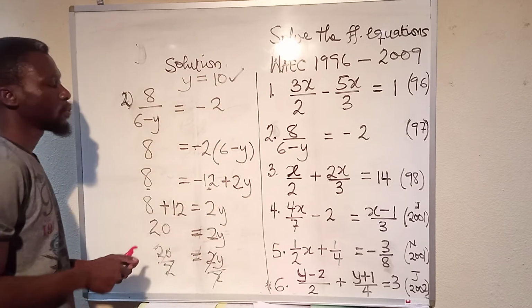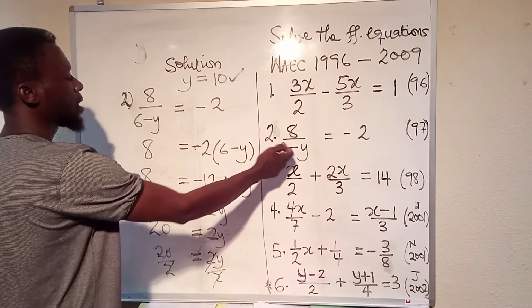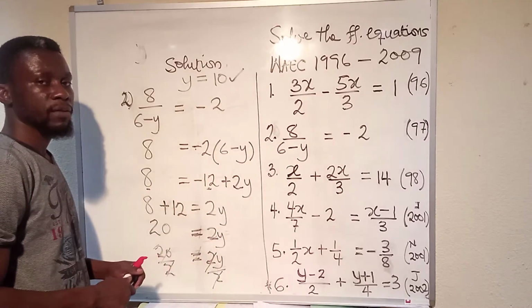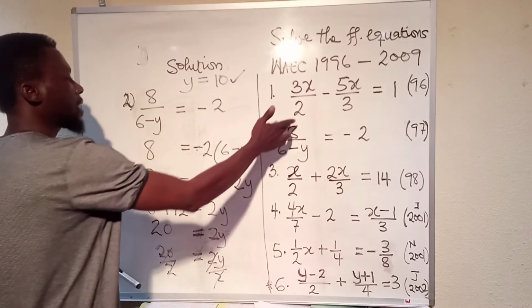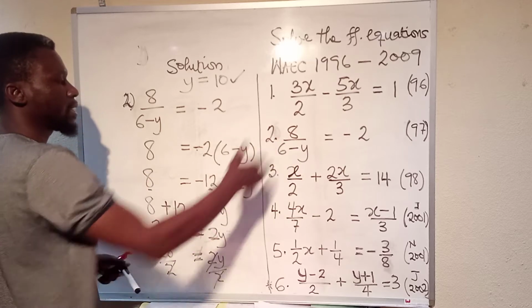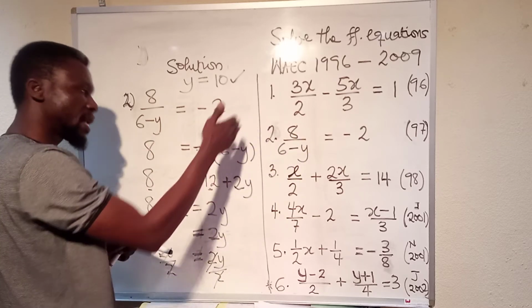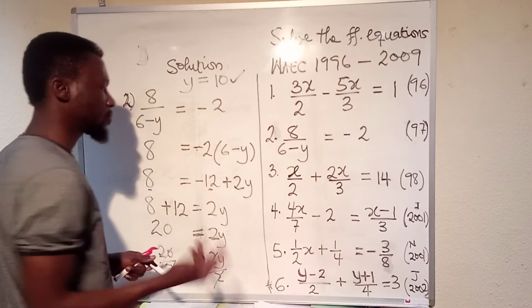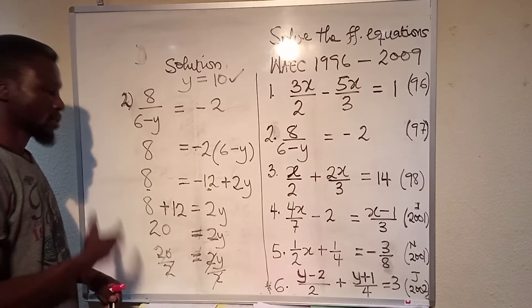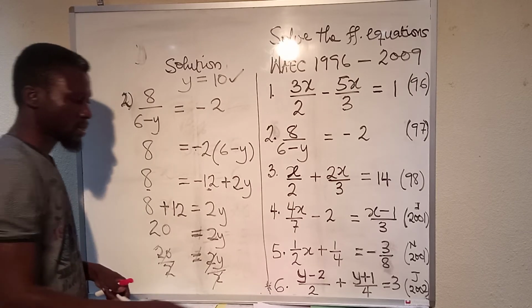All right. So if you substitute 10 here, 6 minus 10 will give you negative 4. 8 divided by 4 is 2, so 8 divided by negative 4 will give us negative 2. So that's correct. So let's wipe it and go to the next.